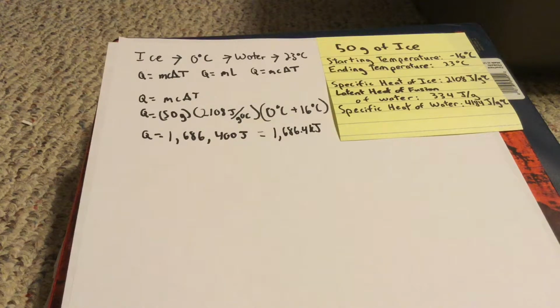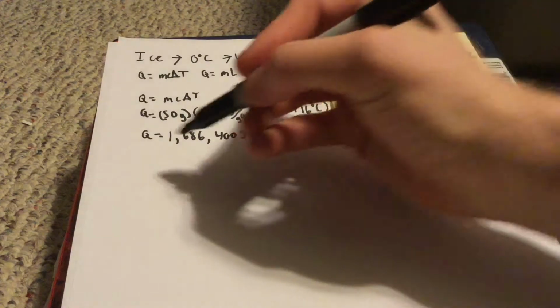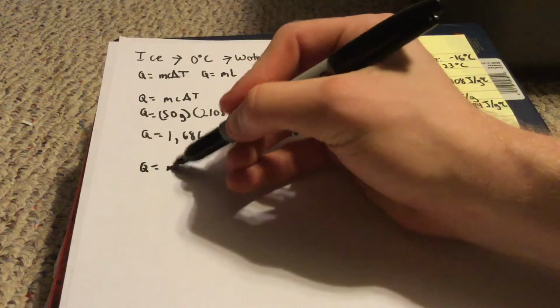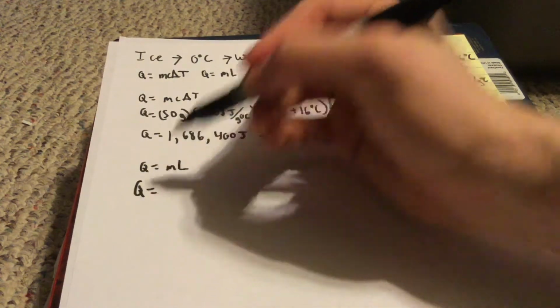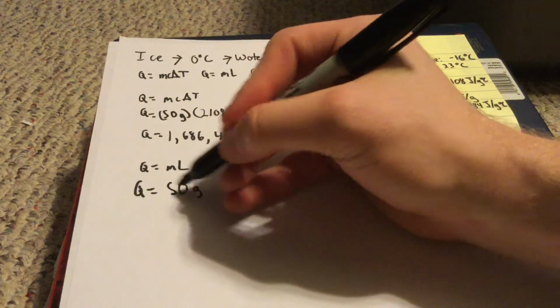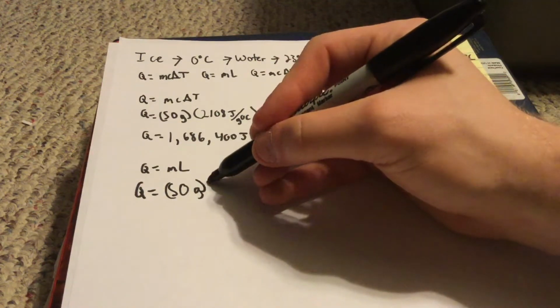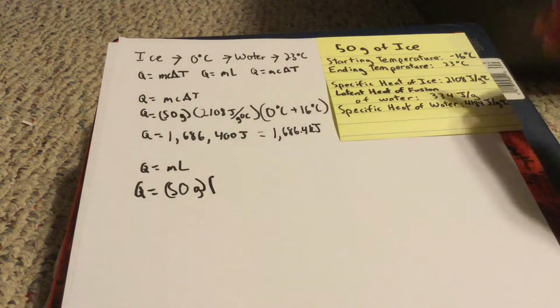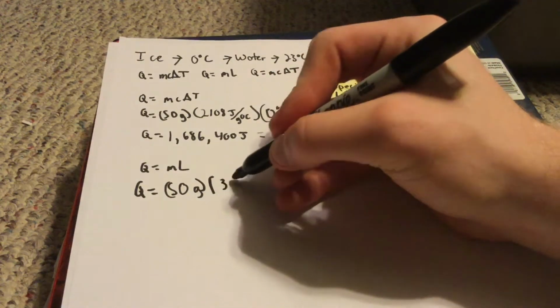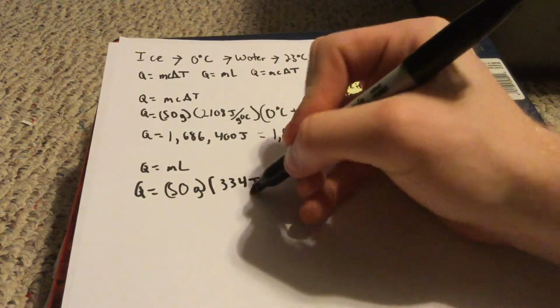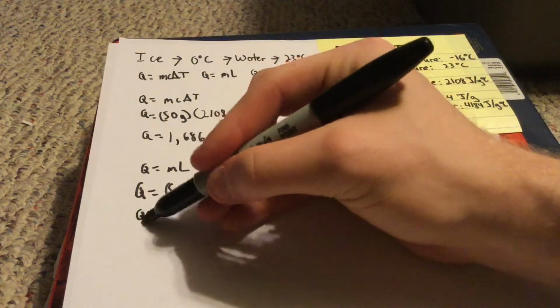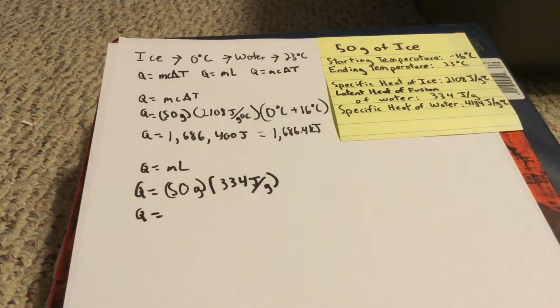Secondly, we need to turn the ice into water at 0 degrees Celsius. Yes, there is a heat transfer required just to change the state. So we use our equation Q equals M L. Q equals the mass is 50 grams, and the latent heat of fusion of water, 334 joules per gram. This results in 16,700 joules.